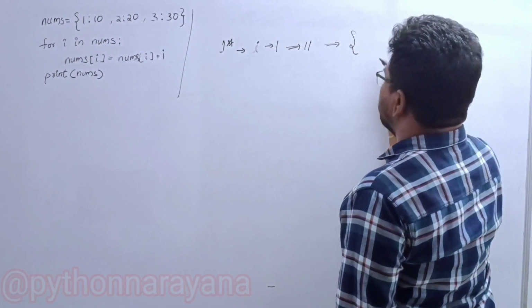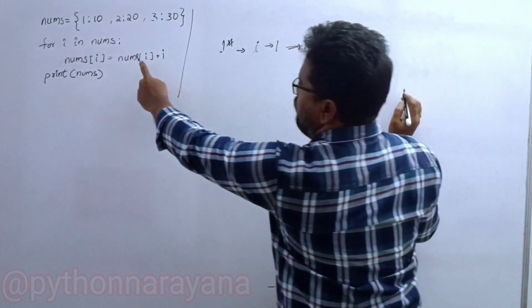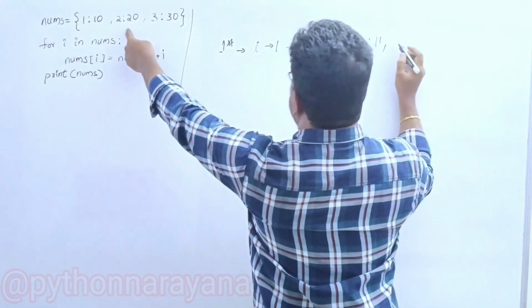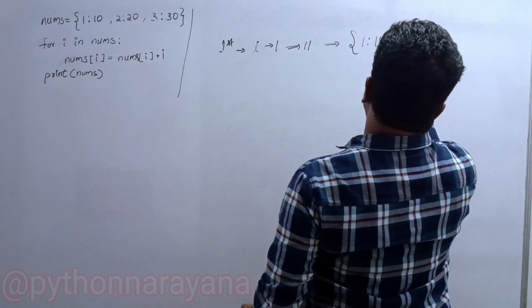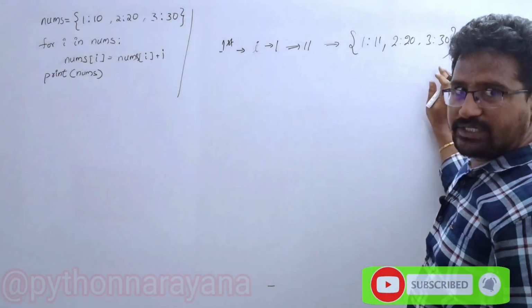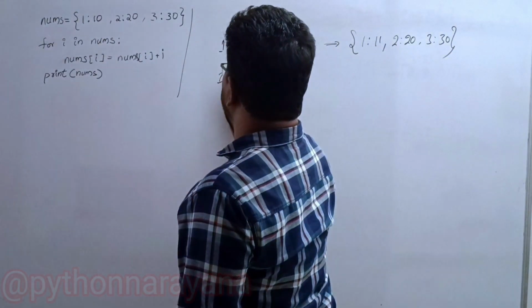Okay. So now 1 colon, what is the value now? 11. 11 will update the existing value. So 11. Next, remaining same. What is remaining? 2:20 and 3:30. This is the remaining dictionary. Now, let's take the second iteration.